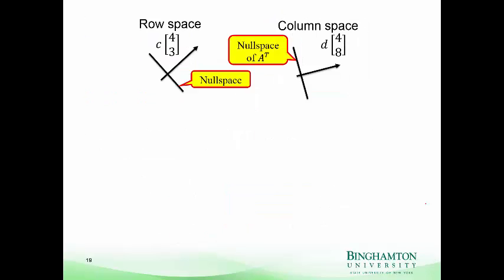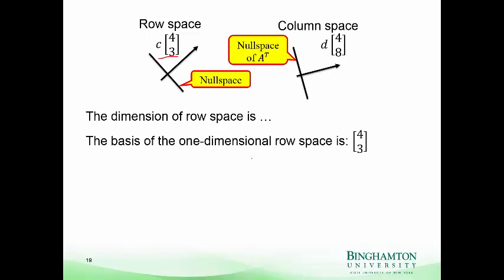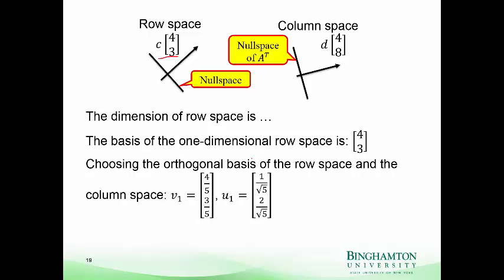So I've just repeated those pictures here. We know the dimension of the row space is, for this case, well, what is it? It's r, the rank of A. The rank of A was 1, so we have a one-dimensional row space, which is spanned by this single vector. A basis of the one-dimensional row space is 4, 3. We can choose the orthonormal basis of the row space and the column space to look like this. So we just have our 4 and 3 that comes from up here, and we're normalizing by 5 so that we get orthonormal. And then we take the other one, 4 and 8, which could just as easily be replaced by 1 and 2, and we normalize it by the square root of 5 to get a unit vector. So we've got those.